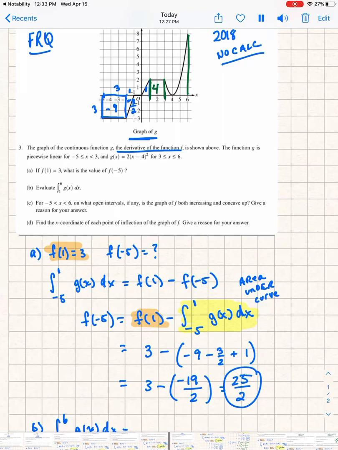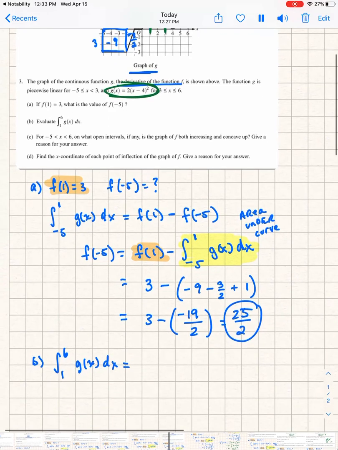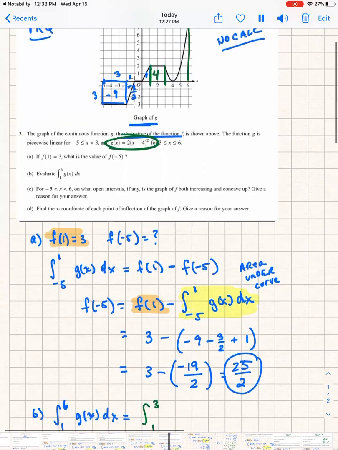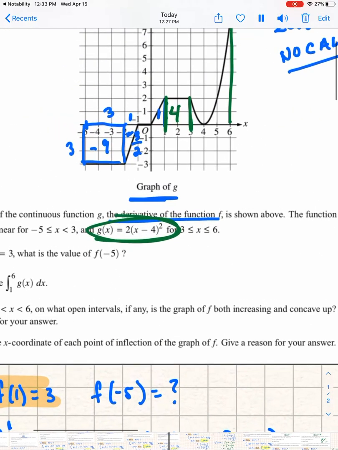All right, and now we have to do some integration because we have this function. We can't get the exact area unless we use our rules. So what I'm going to do is break this up from 1 to 3. Everybody see that? 1 to 3.